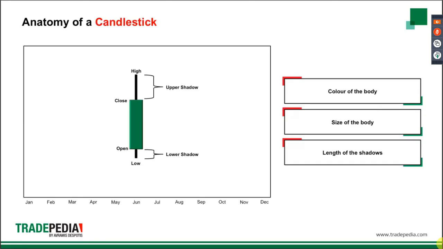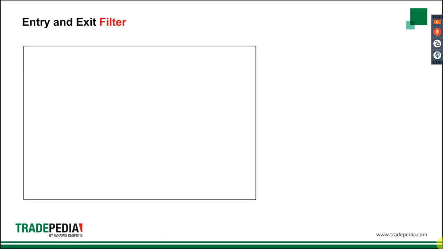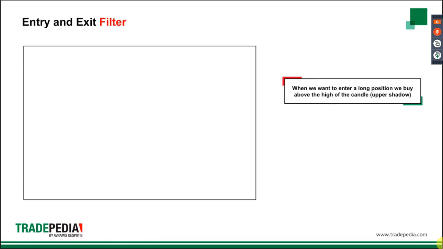Okay, so a large green body candle basically represents that buyers are winning, and a large red candle represents that sellers are winning. So you have different combinations of them. Apart from this, they are also used as an extra filter for further confirmation before entering a new trade or even closing an existing one.